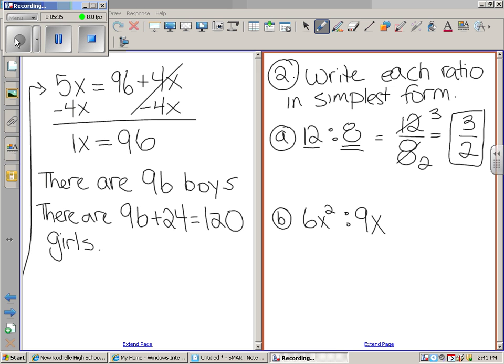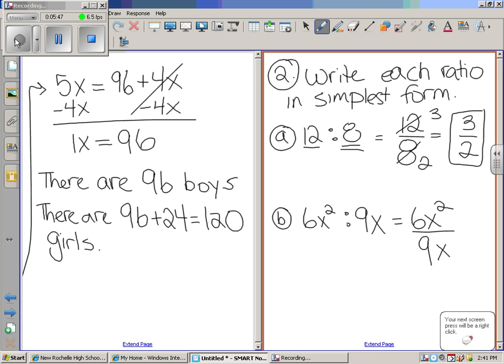All right, here we go with the next one. This is 6x squared over 9x. What's that reduced down to being? Yeah, 2x over 3. Very nice. 3 goes into 6 2 times, and 3 goes into 9 3 times. And then we have 2 x's. One of these x's crosses away with this one. And so you're eventually just left with 2x over 3. Excellent job. Really nice.